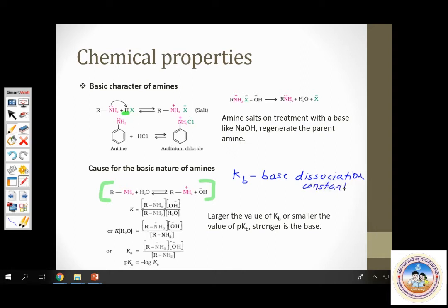Okay, and this point is important. Larger the value of Kb or smaller the value of pKb, you know, Kb and pKb, how are they related? pKb is negative logarithm of Kb. So larger the value of Kb, smaller will be the pKb value and hence stronger is the base. This is the important point related to basic nature of amines. Okay, next.